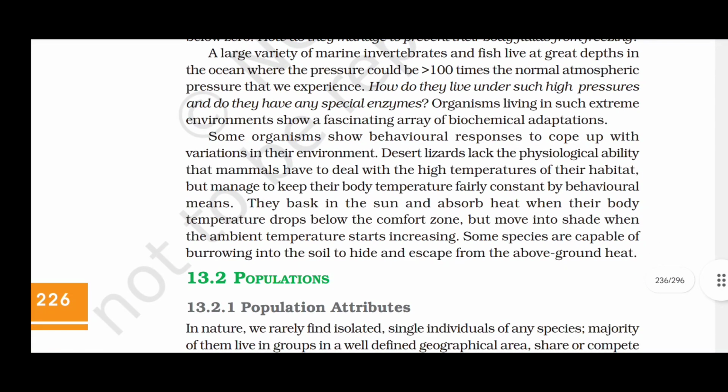Some organisms show behavioral responses to cope with variations in their environment. Desert lizards lack the physiological ability that mammals have to deal with the high temperatures of their habitat, but manage to keep their body temperature fairly constant by behavioral means. They bask in the sun and absorb heat when their body temperature drops below the comfort zone, but move into the shade when the ambient temperature starts increasing. Some species are capable of burrowing into the soil to hide and escape from the aboveground heat.